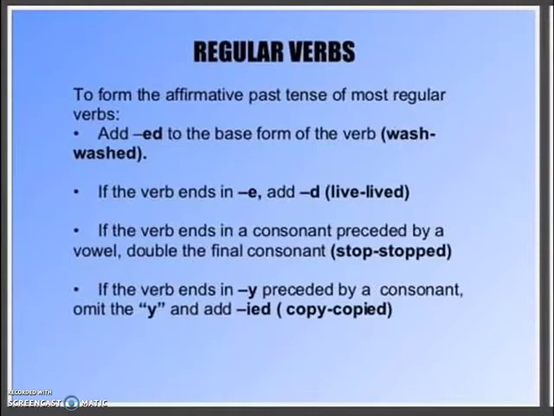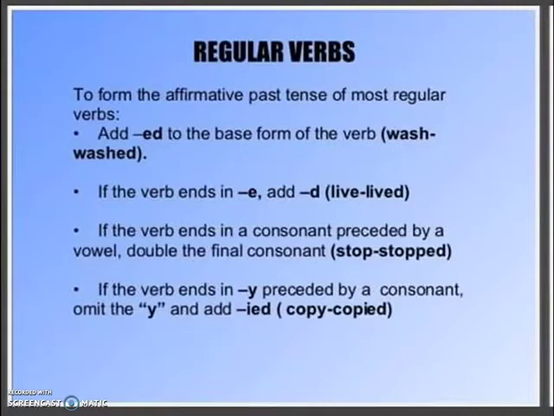Rule number 2. If the verb ends in e, just add d, like live becomes lived. If the verb ends in a consonant preceded by a vowel, double the final consonant. For example, stop, it ends with a consonant letter P. Before it we have a vowel letter O, so we have to double the consonant letter and then add ed.